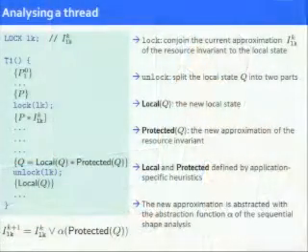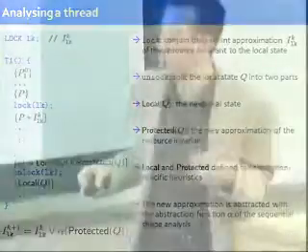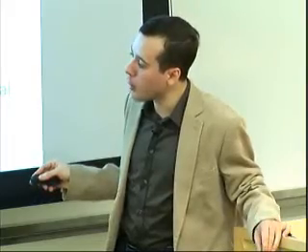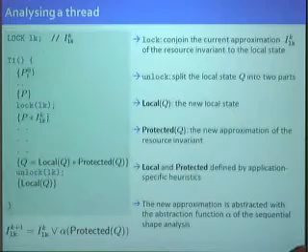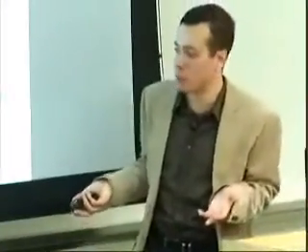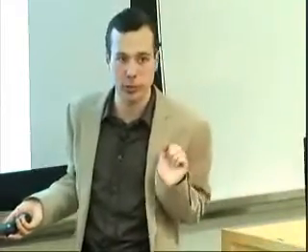And just one more thing before I go on. Since I want this process of getting new and new approximations of the resource invariant to stabilize, eventually converge, I will also abstract this protected of Q part with the abstraction function alpha of the underlying shape analysis. So this will lose information and hopefully will ensure that the process of discovering new approximations converges.